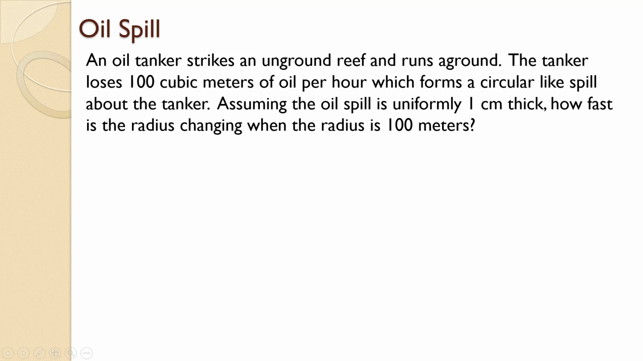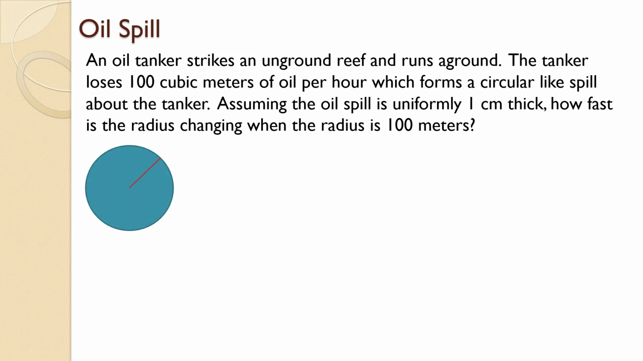Let's use this process on another example. Suppose you have an oil tanker that strikes an underground reef and runs aground. The tanker is going to lose 100 cubic meters of oil per hour, which forms a circular-like spill around the tanker. Assuming the oil spill is uniformly about 1 centimeter thick, which is probably not reasonable, how fast is the radius changing when the radius is 100 meters?